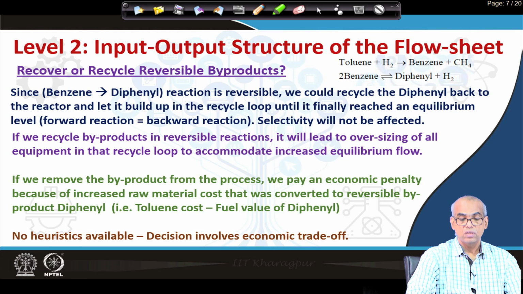So, the decision involves an economic trade-off. There are actually no easy heuristics or design guides available for this decision, because it involves an economic trade-off. So, you have to do an economic analysis to come to a proper conclusion.